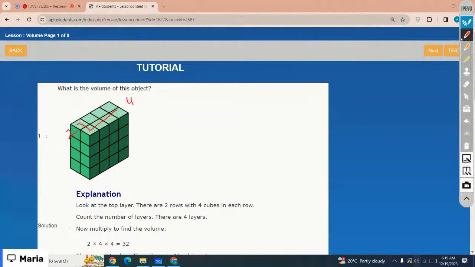Now just look at the height of the cube. You can see there you have 1, 2, 3, 4 squares. So that means the length is 2, width is 4, and height is 4. To find the volume, you need to multiply length times width times height. The length is 2, width is 4, height is 4. Just multiply all the values. 4 times 4 is 16 and 16 times 2 makes 32. That means the volume of the object is 32. Let's just start with the test questions.